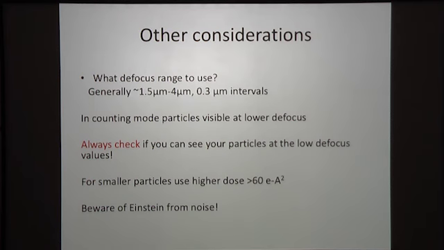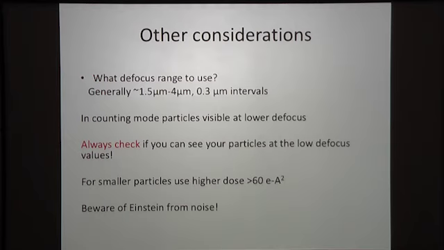Good. What defocus range to use? For most projects, generally we go between 1.5 and 4 microns, with about 0.3 micron intervals. In counting mode, because of the higher signal to noise, you might be able to see the particles a bit better. Always check your images after you start collecting, not just to see if you can see the particles in the low defocus. Make sure you don't have any charging, any astigmatism. Just take a look at your data after data collection. Don't just walk away, because something bad could be happening and you're just going to collect rubbish in the end.